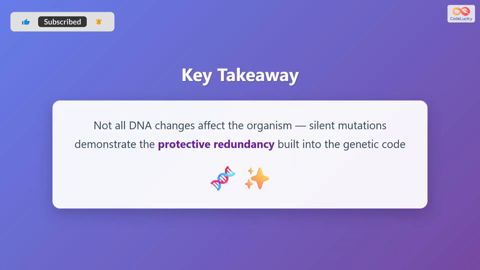The key lesson here is that not all DNA changes affect the organism. Silent mutations beautifully demonstrate the protective redundancy that evolution has built into the genetic code. This redundancy means that many mutations can occur without causing harm, providing a buffer against the constant changes that DNA undergoes. Understanding silent mutations helps us appreciate how the genetic code is designed to be resilient, allowing life to maintain stability even as genetic variation accumulates over time. This concept is fundamental to understanding genetics, evolution, and molecular biology.